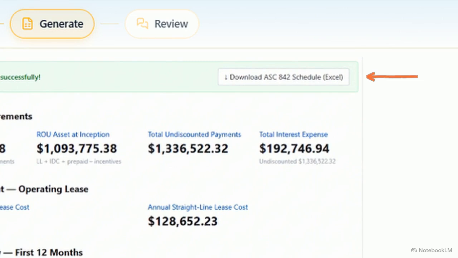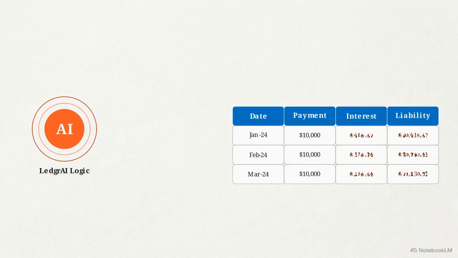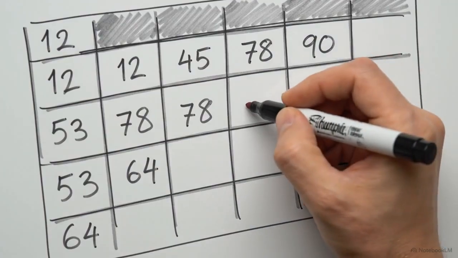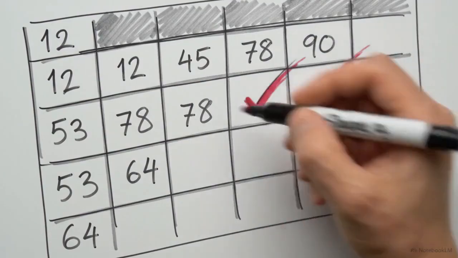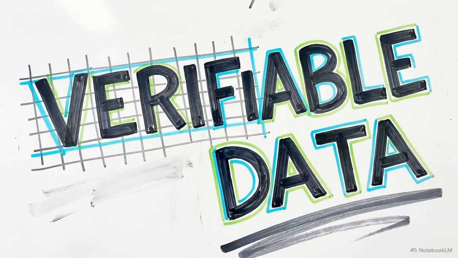Click the Download ASC 842 Schedule button in the top right corner. Unlike closed software systems that hide their math, this generates an Excel file built with fully transparent, visible formulas. You can click into any cell, verify the calculation, and modify it if necessary. An amortization schedule is only truly audit-ready if an auditor can trace the logic behind every single number. Transparent outputs make that possible.